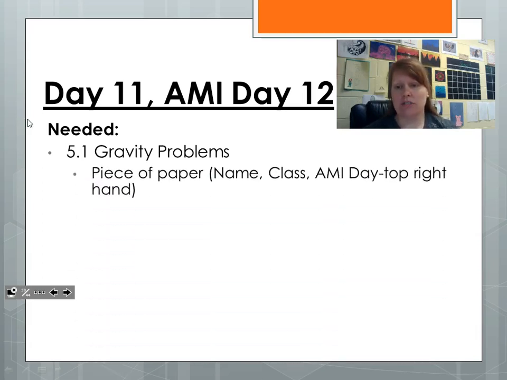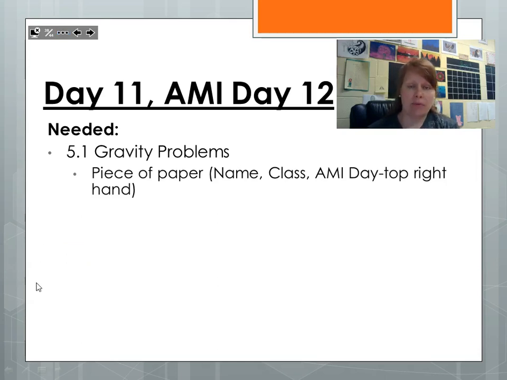Okay. If you do not have the availability to come up to the school, or you do not have the ability to print off the paper from the internet, go ahead and get a piece of paper. And at the very top right-hand corner, make sure that you write your name, class physical science, and the AMI day at the top right-hand corner. So this is AMI day 12. So you'd write your name, Joe Smith, below it physical science, AMI day 12.